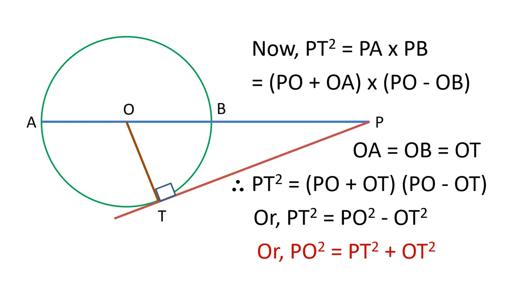Now look at the right hand side. It is nothing but the algebraic identity (A plus B) into (A minus B), which is equal to A square minus B square. Therefore, the right hand side becomes PO square minus OT square. Rearranging the terms, we get PO square is equal to PT square plus OT square. Now look at the triangle POT. This triangle is a right triangle in which angle OTP is 90 degrees and the side opposite to it, PO, is the hypotenuse, and we have proved that PO square is equal to PT square plus OT square. This is nothing but the proof of Pythagoras theorem which we were trying to prove.